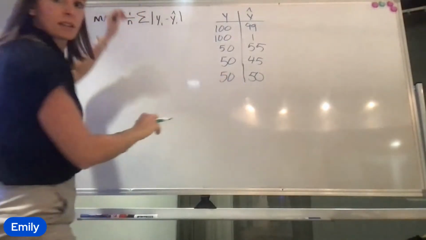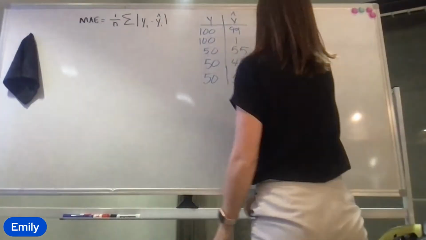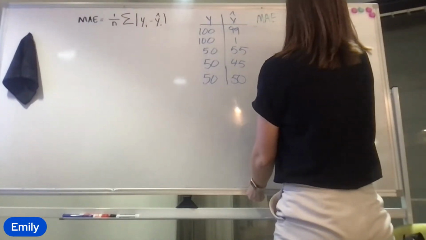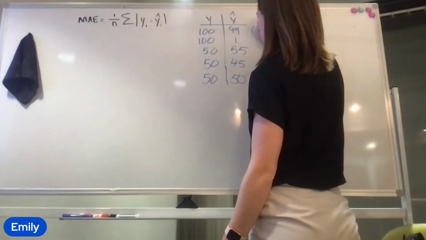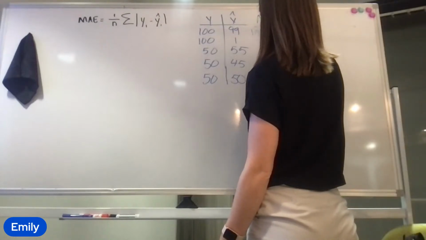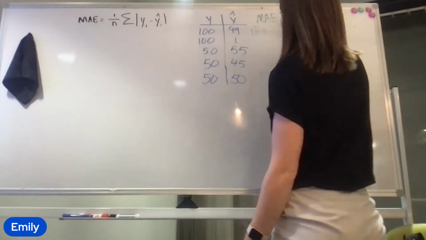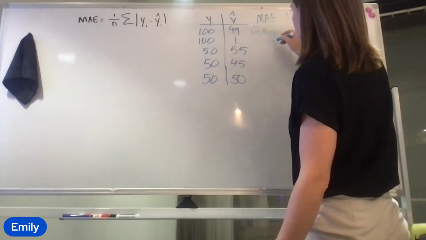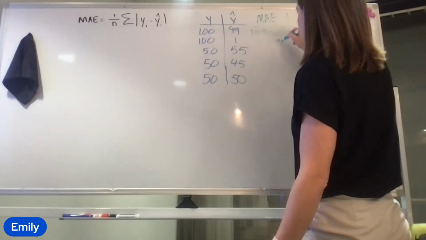What that would look like, and yeah, right here. Okay, so this is going to be the absolute value of 100 minus 99, which equals the absolute value of 1, which equals 1. So this one's 100 minus 1, which equals the absolute value of 99, which equals 99.